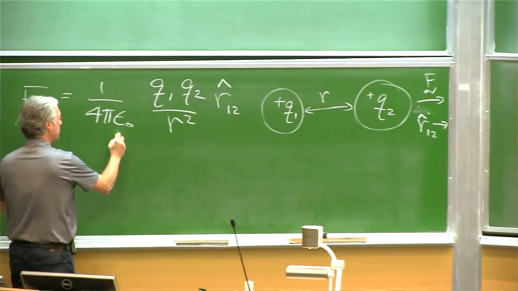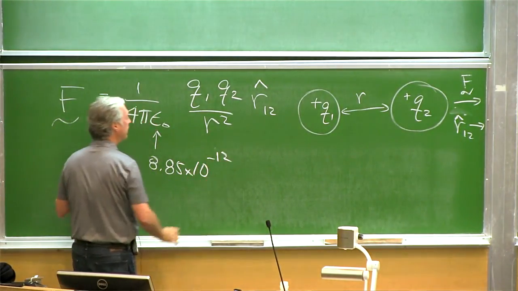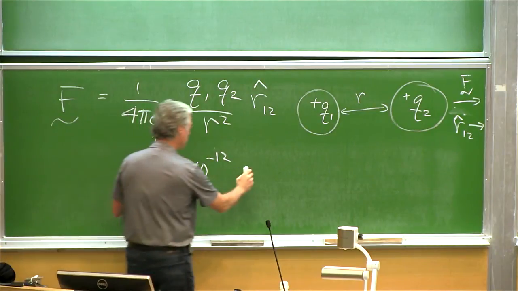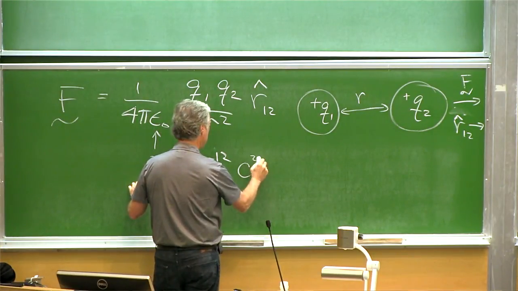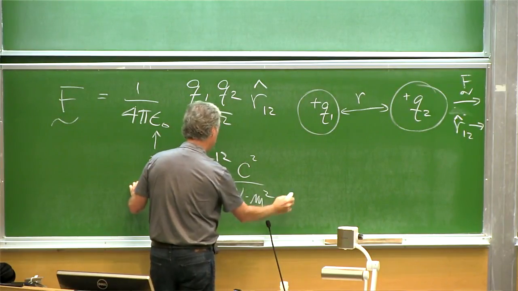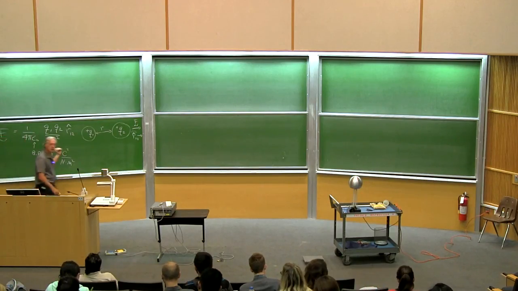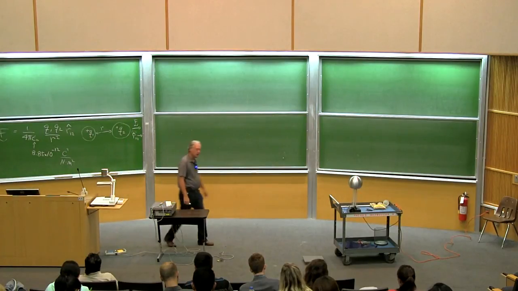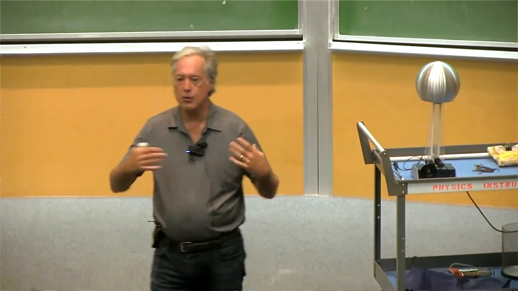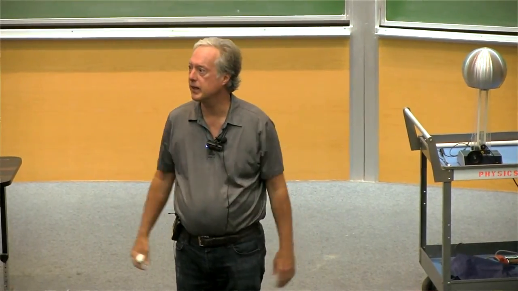4 pi epsilon naught. Epsilon naught is 8.85 times 10 to the minus 12, and this is going to be in MKS units, so it's going to be coulombs squared per Newton meter squared. This is called epsilon. It's a Greek letter with a little naught down there. And the naught has special significance. It means that we are in vacuum or free space, in the presence of no known matter. No matter is there around this.